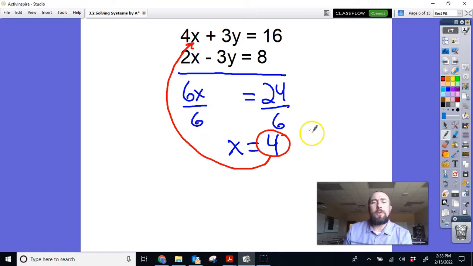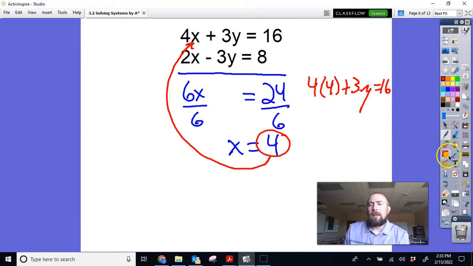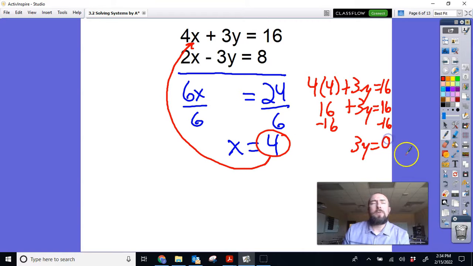I would probably plug it into the first one on this one. So that would give me 4 times x. So I'll plug in 4 where the x is, because that's what x is equal to. Then I have plus 3y equals 16. So again, essentially you're getting down to the substitution method here. 4 times 4 is 16. Then if I want to remove it to the other side, I have minus 16 to get rid of it. Same thing on the other side. That gives me 3y equals 0. If I divide by 3 there, that's still going to be y equals 0.